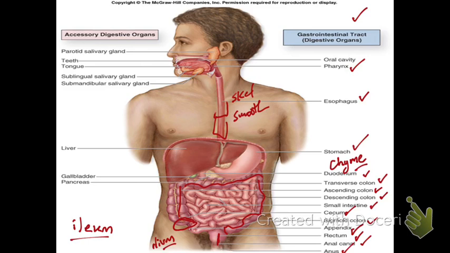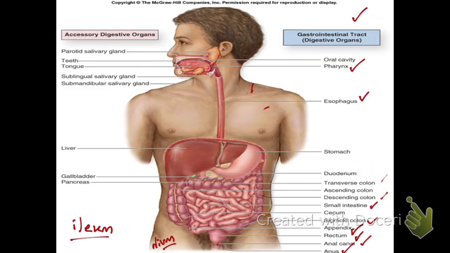Now let's take a quick look at the accessory organs. These are additional organs along the digestive system. They are contributing to the digestive process in some way or another. And these include the salivary glands. Parotid gland is the largest of the glands. Then there are submandibular glands, and there are sublingual glands. These glands are producing saliva. We'll talk about those in a moment.